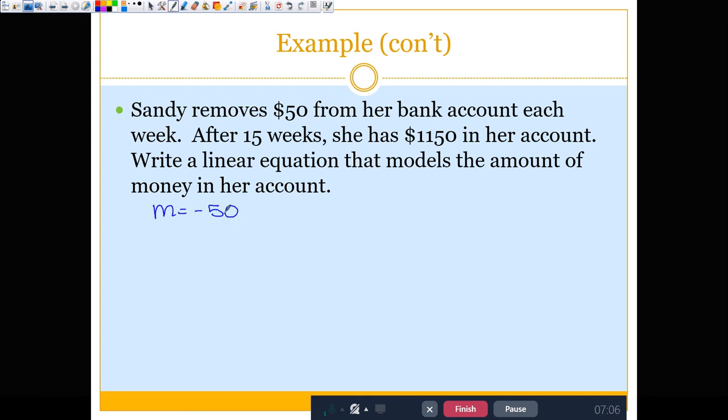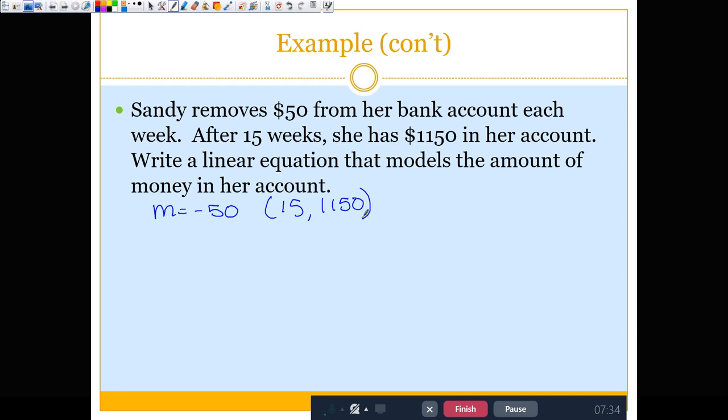Okay, after 15 weeks, then they're giving me an x value there because remember that time is always independent. She has $1,150 in her account, so that would be a point: (15, 1,150). Okay. Write a linear equation that models the amount of money in her account. So we need to find b.